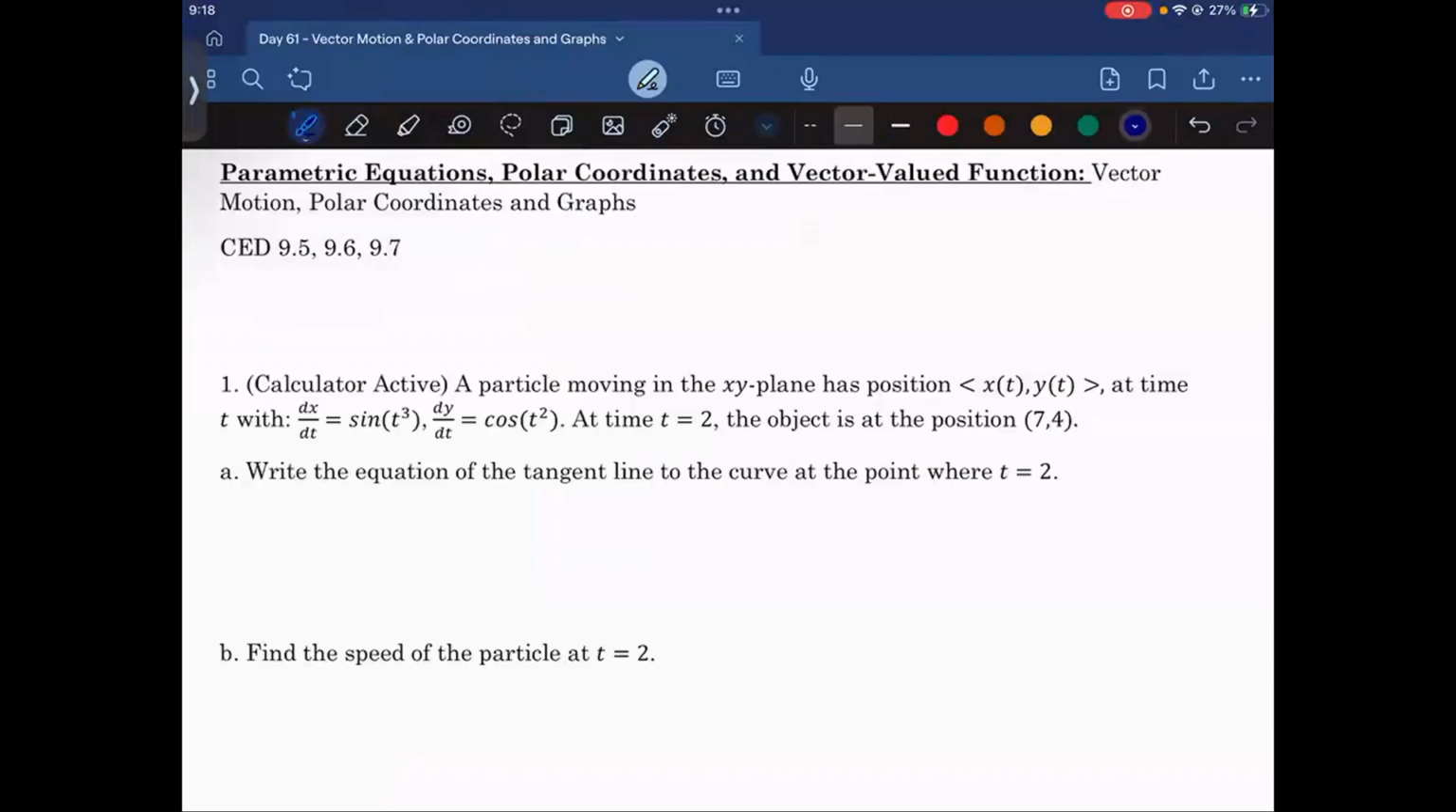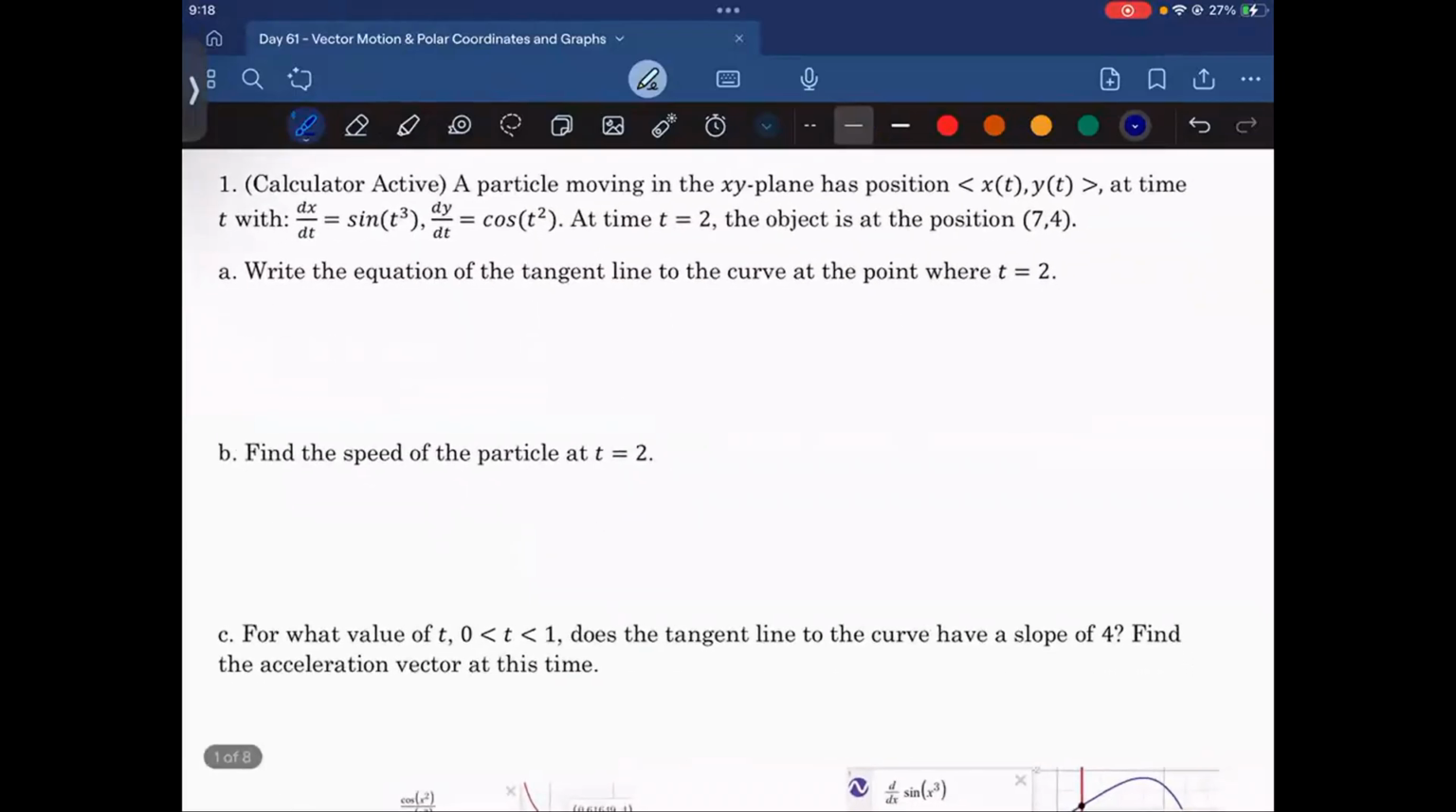This lesson is on vector motion, polar coordinates, and graphs. The first thing we're going to talk about is vector motion. These are FRQ examples, so these are all calculator active.